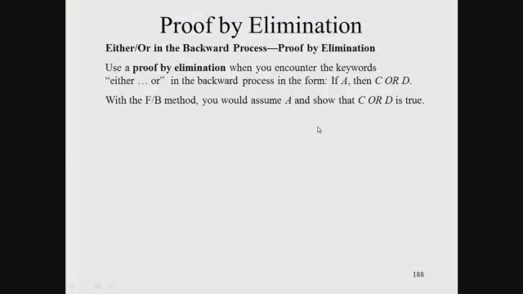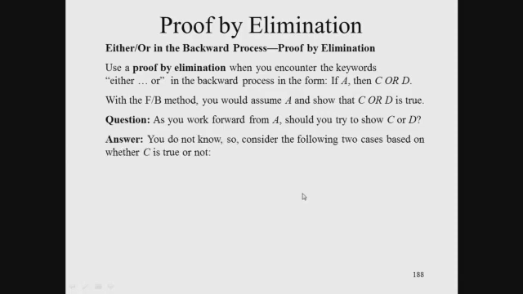With the forward-backward method, you would assume A and show that either C is true or D is true. As you work forward from A, the question is it C that you should try to show is true, or is it D that you should try to show is true? To eliminate that uncertainty, let's think about the truth of C. C could be either true or false, correct?